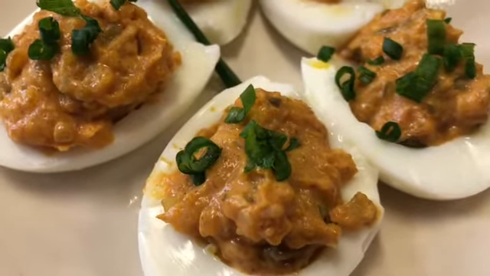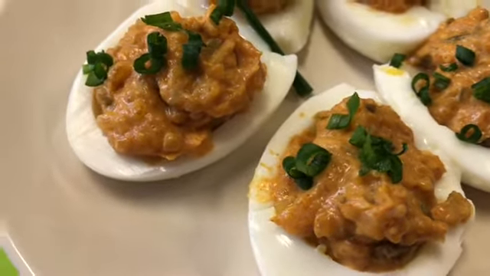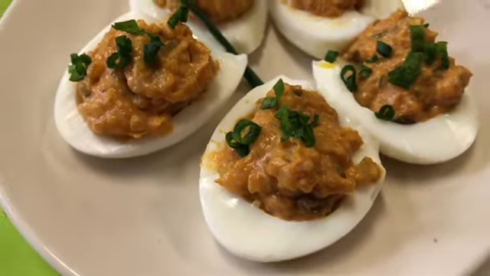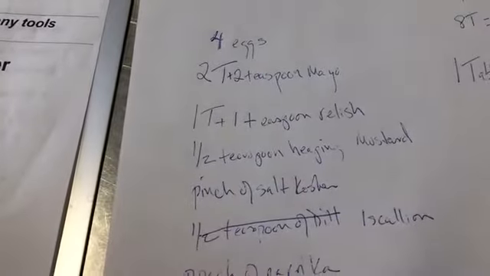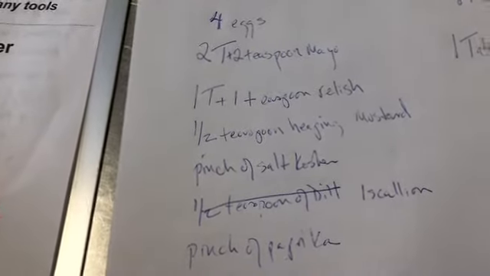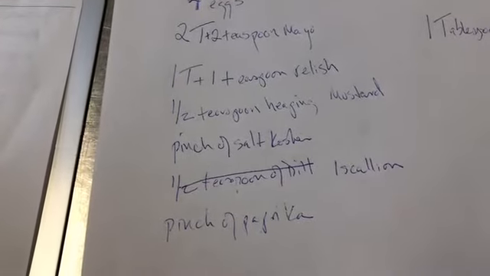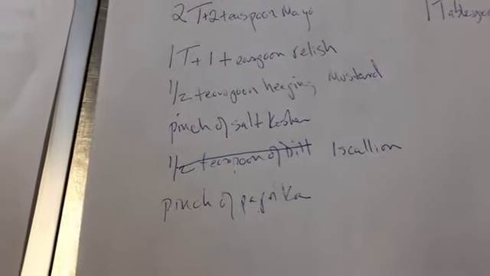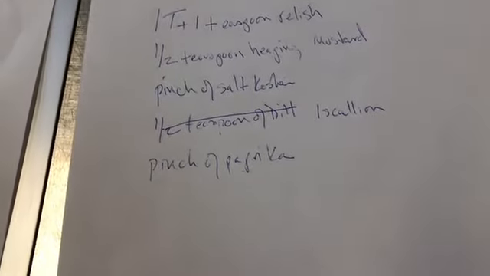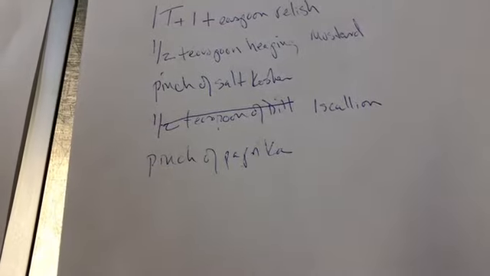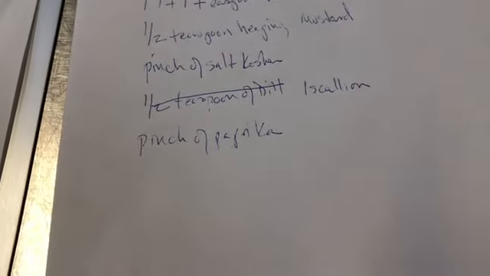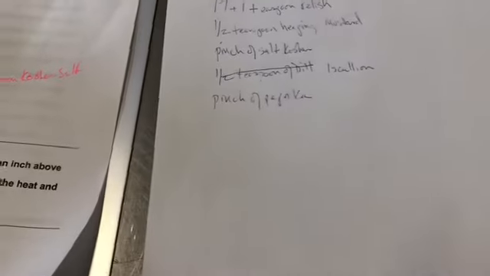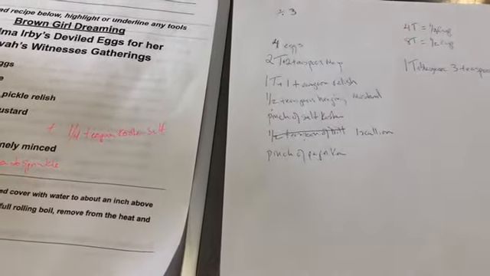We used our mayonnaise, mustard, relish, kosher salt, paprika. Let's go over that again because I changed the measurements. We did 4 eggs, 2 tablespoons, 2 teaspoons of mayo, 1 tablespoon, 1 teaspoon of relish, a half teaspoon of mustard, pinch of kosher salt, 1 scallion instead of the dill, and it was supposed to be a pinch of paprika with extra to put on top, but since I put in so much by accident, I just didn't sprinkle paprika on the top. So there's our recipe.